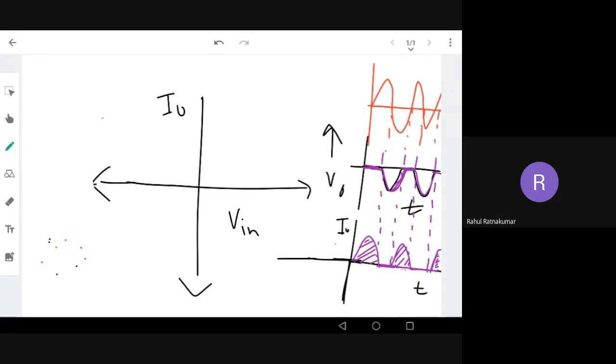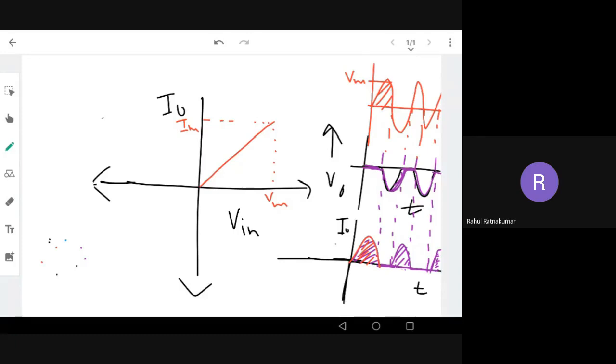We can see when V in is maximum, current is also maximum, proportionally increasing, right? So V in is increasing, I out is increasing in the positive direction till a maximum point. It is called V max, the maximum voltage in the input. So the I is also reaching a maximum, I max.